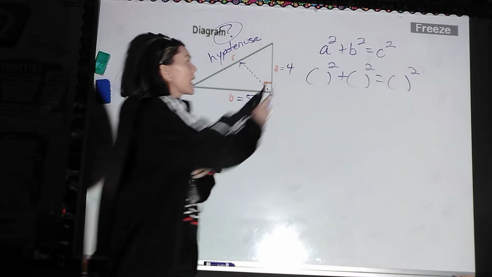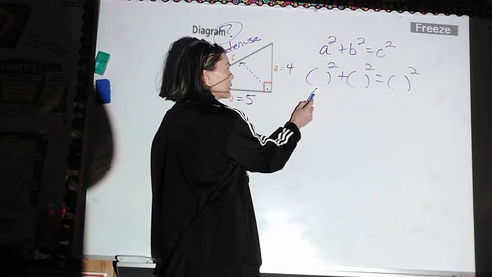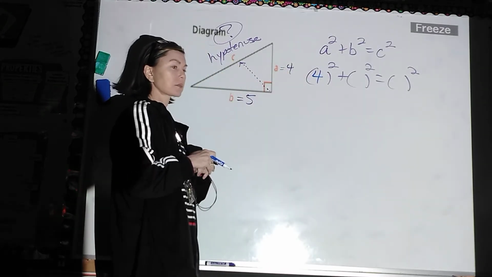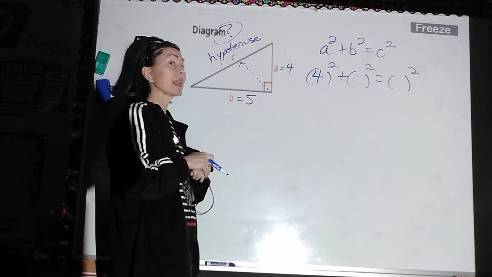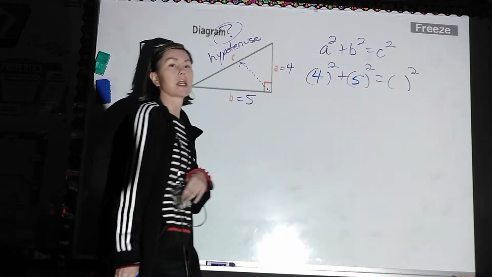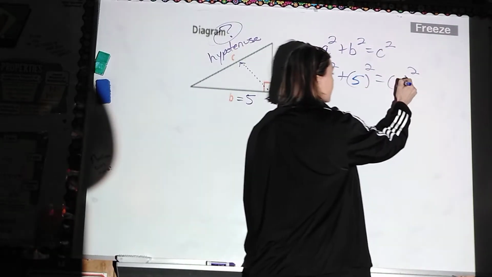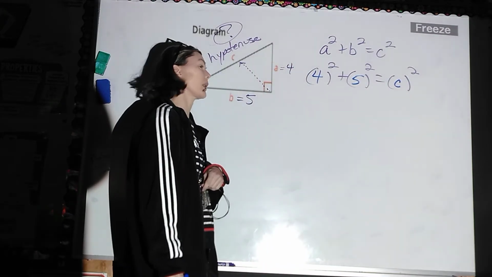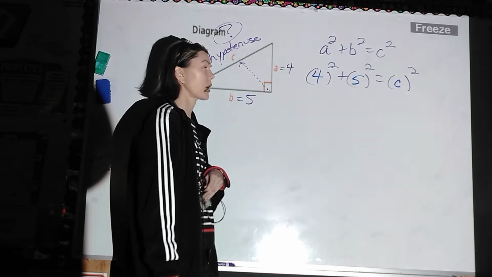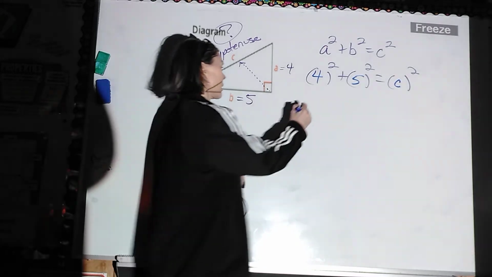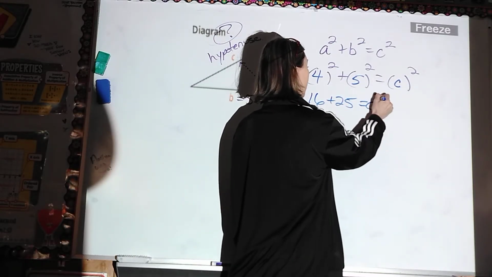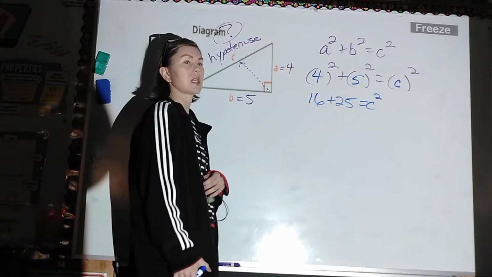So we know that our A is what, you guys? 4. And we know that B is what, you guys? 5. Do we know what C is? No, so it just stays C, right? Okay, cool. Now all we have to do is the math and solve for what? Solve for C. So what is 4 squared? 16. What is 5 squared? 25. And then, there you go, equal to C squared, okay?